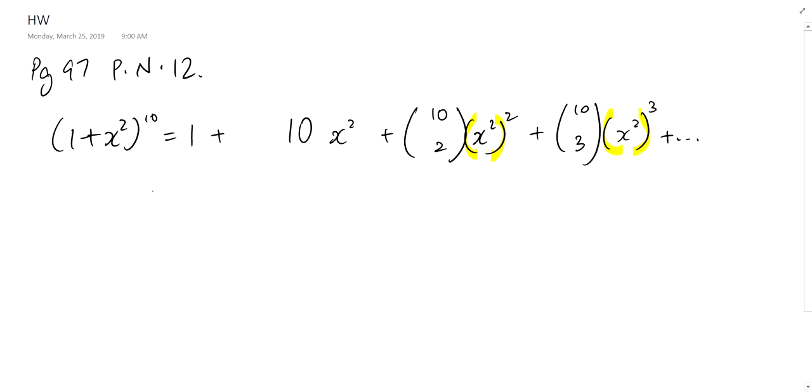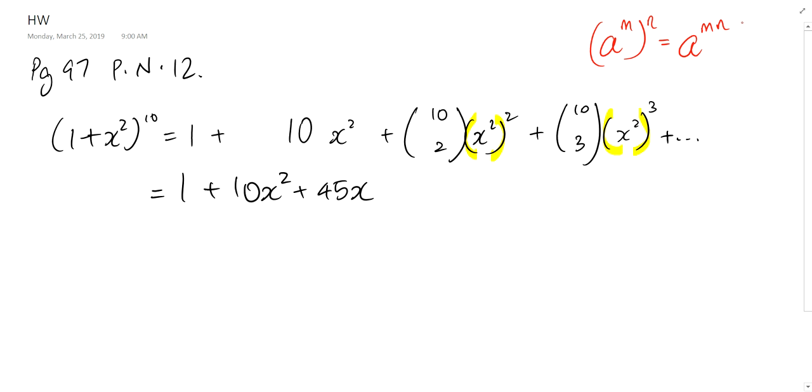Okay, so now let us attempt to simplify this without using our calculator. What is 10 choose 2? How do you get it so quickly? 10 times 9 divided by 2. 90 divided by 2 is 45. 45 x to the power of... what is our (a to the power of m) to the power of n equal to? a to the power of mn. Okay, so here we've got x to the power of 4.